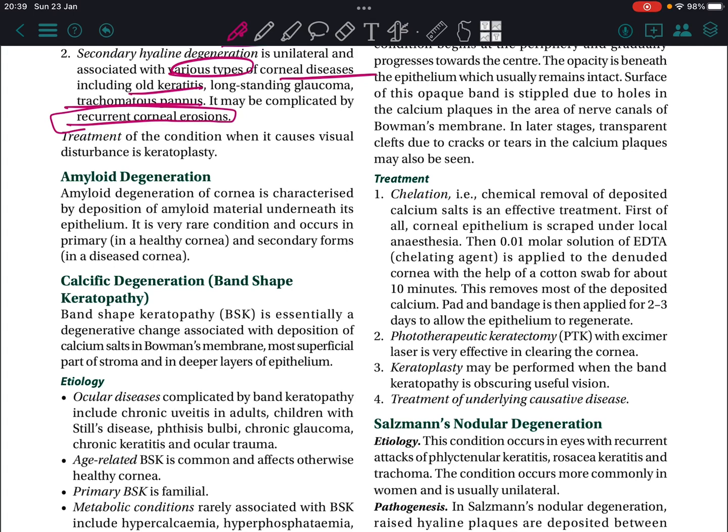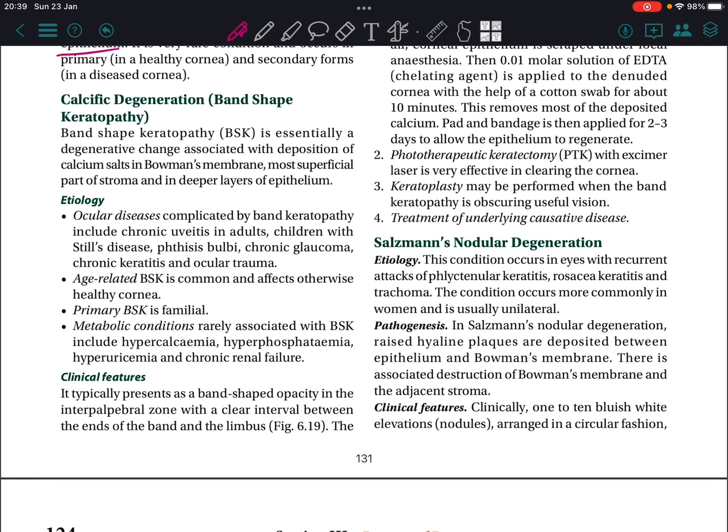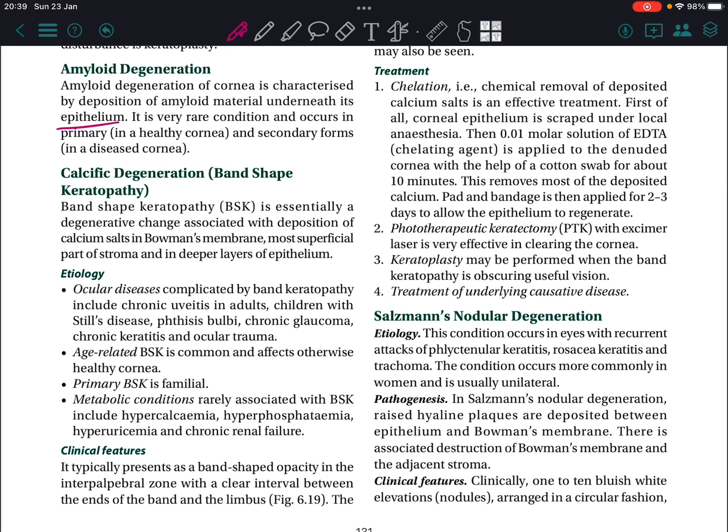Amyloid degeneration of the cornea is characterized by deposition of amyloid material underneath the epithelium. It is a very rare condition. It occurs in a healthy cornea as a primary form, and also as secondary forms in diseased corneas.